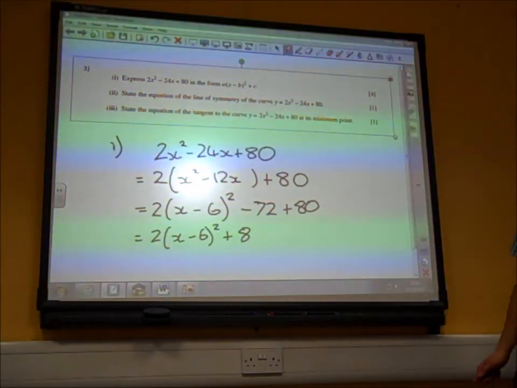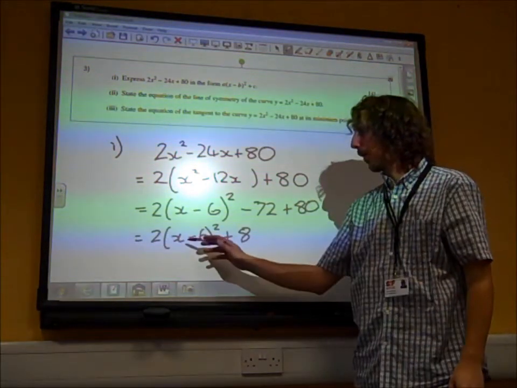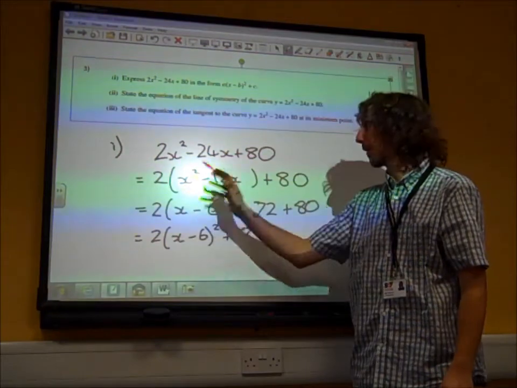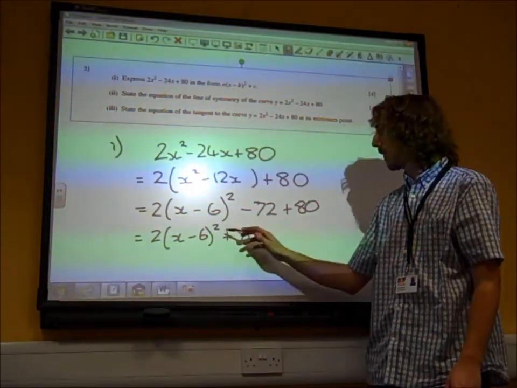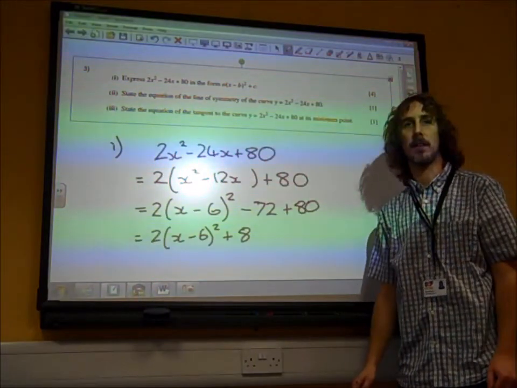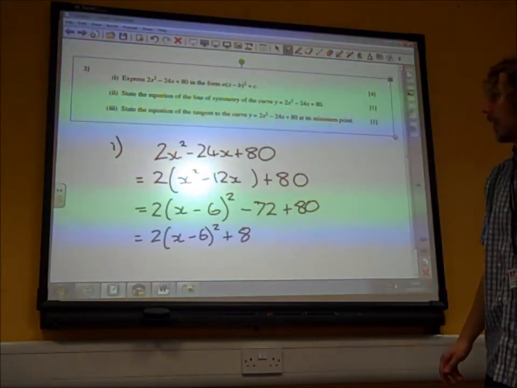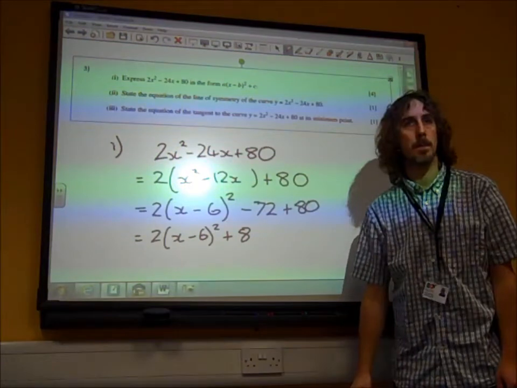And you can always check it, can't you? You can always check through. That would be 2 lots of x squared minus 12x, so that's the minus 24. Plus 36, so that's plus 72, so plus another 8 gives us the plus 80. We're good. State the equation of the line of symmetry of the curve.